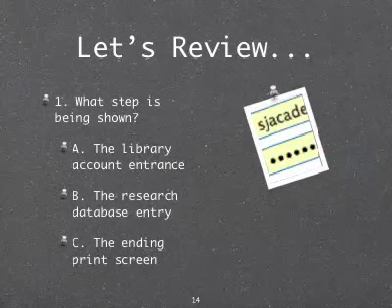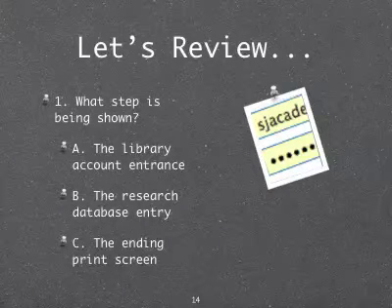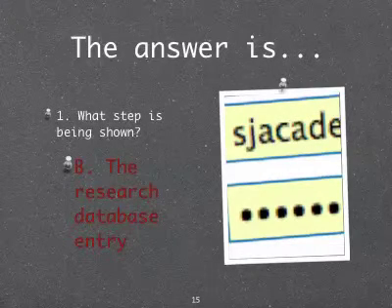Let's begin. The image shown to the right depicts which step of the research process? A. The library account entrance. B. The research database entry. C. The ending print screen. The screen shown is the entry screen for the electronic database. Answer B.